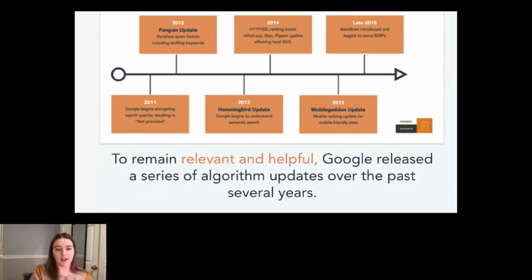We also had the 2013 Hummingbird update. Hummingbird was basically a complete overhaul of the algorithm, sort of like taking a new engine entirely and putting it into an existing car. Hummingbird is an algorithm change that allows Google to pay attention to each individual word in a query and ensuring that the whole query, the whole sentence is taken into account rather than just the individual words separately.